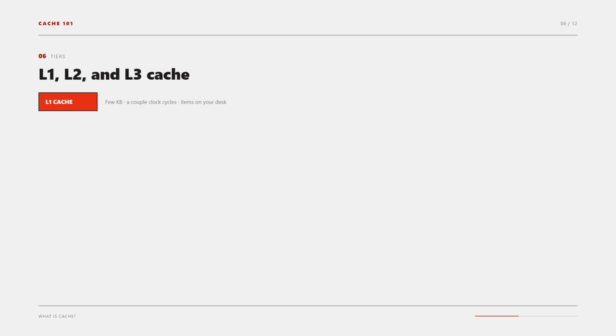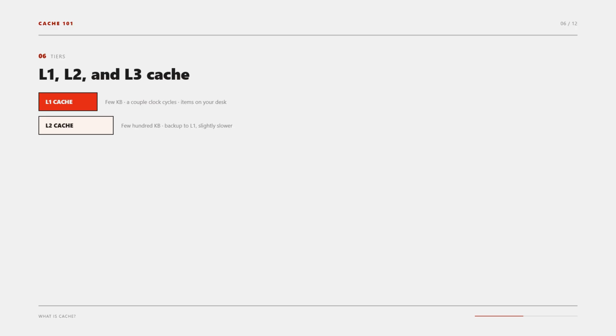And then the second level is called L2 cache. L2 cache is larger than L1, usually a few hundred kilobytes, but it is slightly slower. It acts as a backup to L1. So if the data is not found in L1, the processor then checks L2.